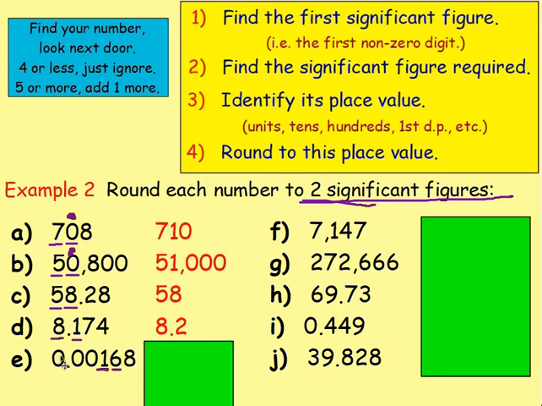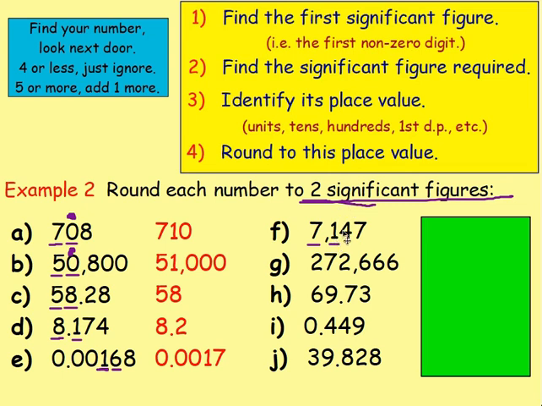We don't write anything else after that, so we'll have 0.0017. And that will be that number rounded to two significant figures. With F, first significant figure is the 7. After that, we'd have the second significant figure. That's what we want to round to. We want to round to two significant figures.